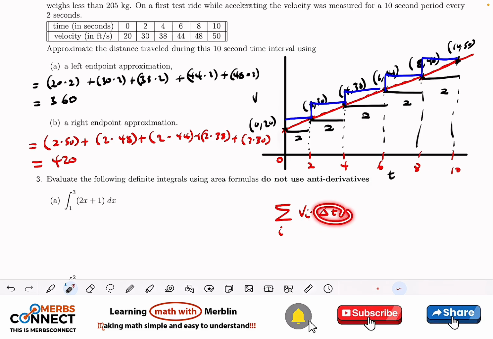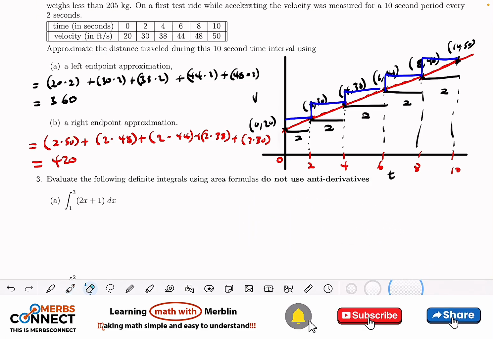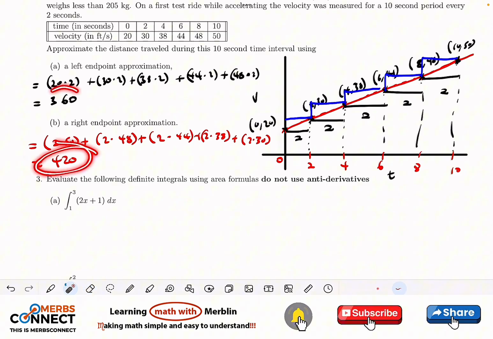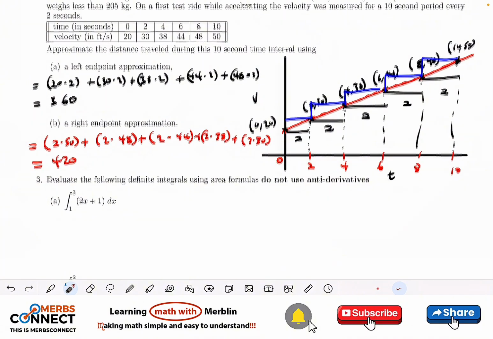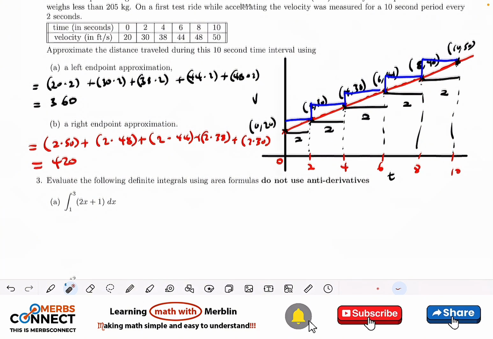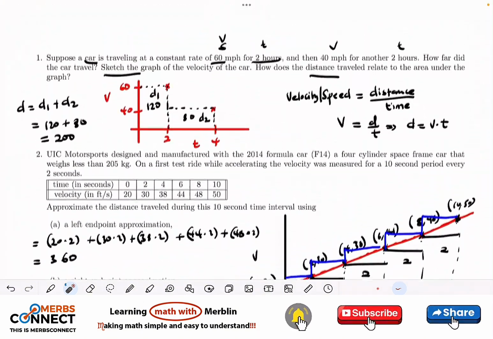But you see, this one we are lucky enough to see that the change in time is the same. So what you can do is add 20 plus 30 plus 38 plus 44 plus 48 and just multiply by 2. The other one, 50 plus this plus this plus this plus this, you multiply by 2 because the change is the same. And when the change is not the same, then you need to do what we just did here: multiply the change in time by the velocity. So that is what you are going to get for the first one.